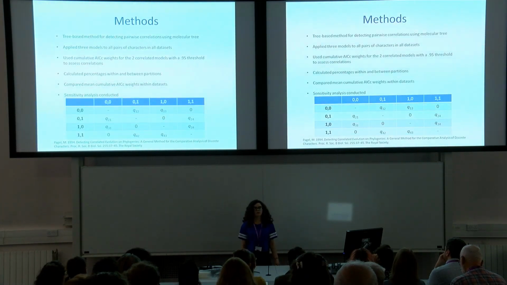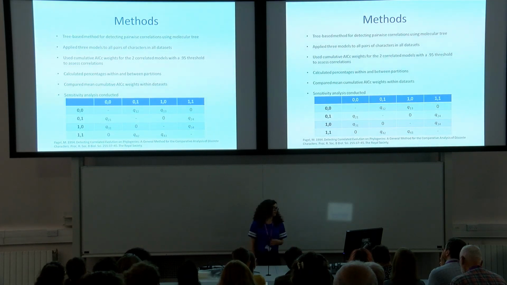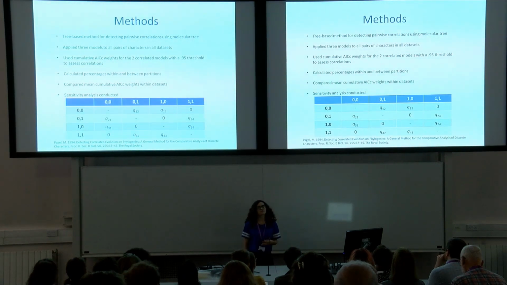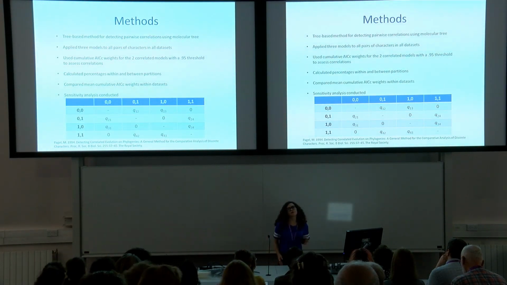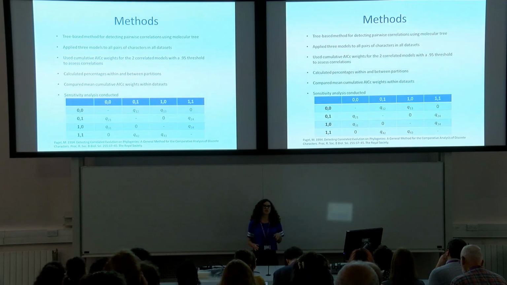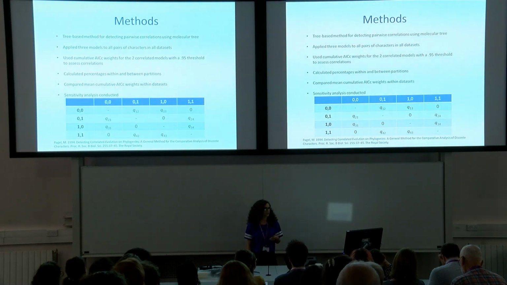So I've used a tree-based method for detecting pairwise correlations in all of my data sets, again using these same molecular trees as a benchmark. And I've applied 3 models of character evolution to all pairs of characters in all my data sets. This model-based approach relies on the theory that if 2 characters are correlated, the rate of change of one character from, for example, state 0 to state 1 on a topology will depend on the state of the second character with which it's correlated.